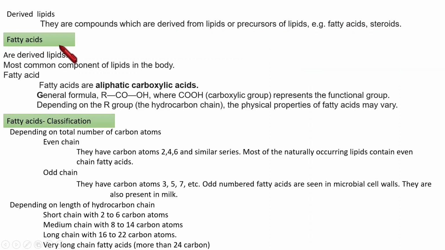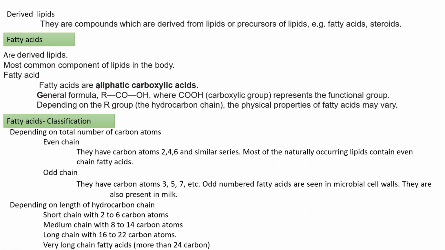Next, we are going to learn about fatty acids. Fatty acids are derived lipids that we have already seen as examples. This fatty acid is the most common component of lipids in the body. In the body, we can see lipids in the form of fatty acids. Basically, what are they? We have seen that they are derived lipids.